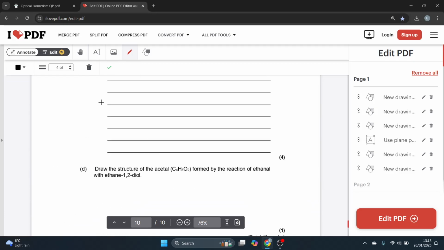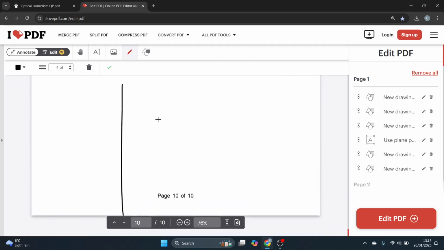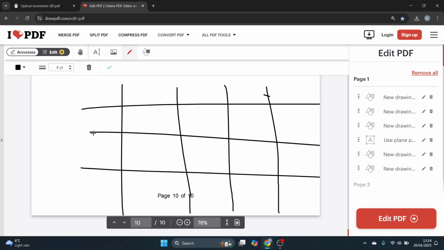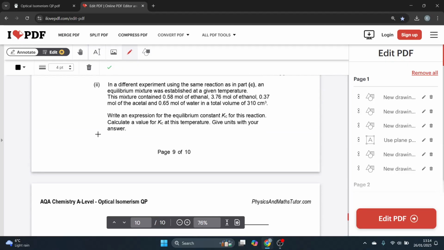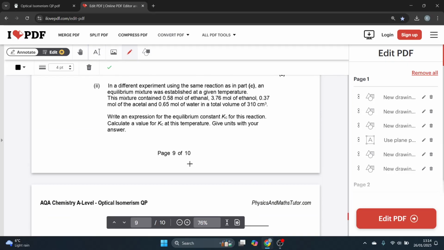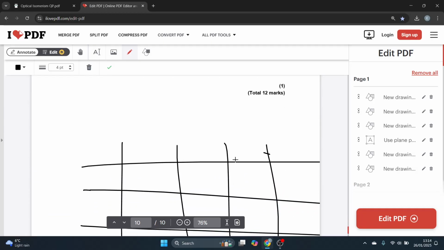So this is the way I like to do it. But before you even start doing this, you have to make sure that there's no algebra really involved. Some questions want you to involve x and all of that, but in this one, we don't need to do that. So I've got my acetal, which I'm just going to write as acetal.